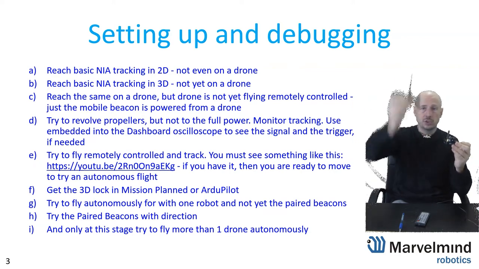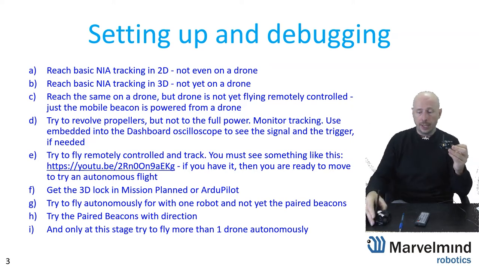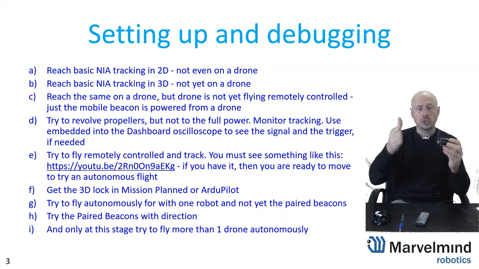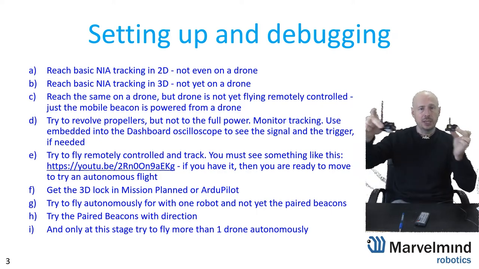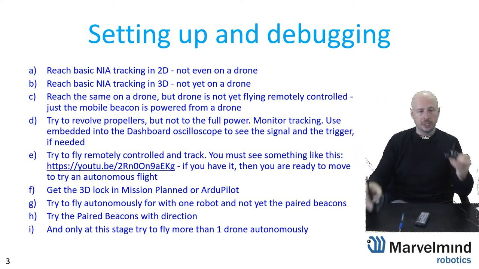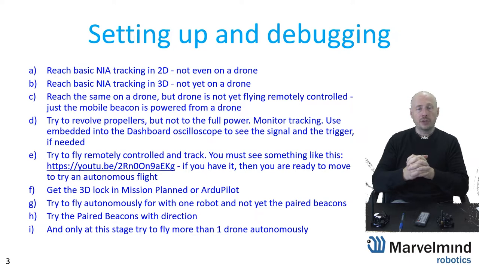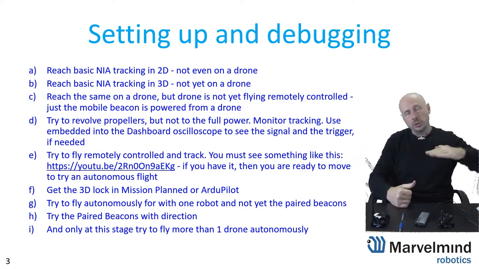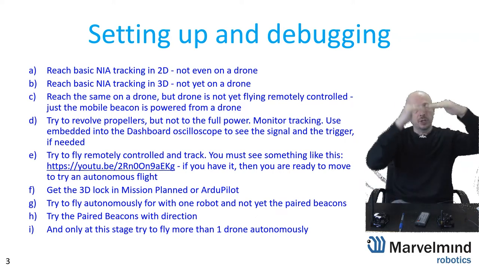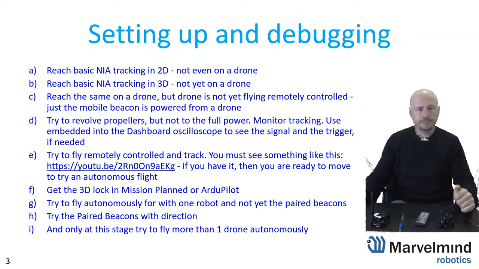In fact, this tracking is not perfect, and then you don't know which one is which. So this is why, before you do the paired beacons, you track them separately and independently. Only after this are you ready to fly autonomously or drive autonomously. Now, the logic is simple, and I hope you understand this. Key points: don't jump over the steps. Do one step at a time, increasing complexity gradually.